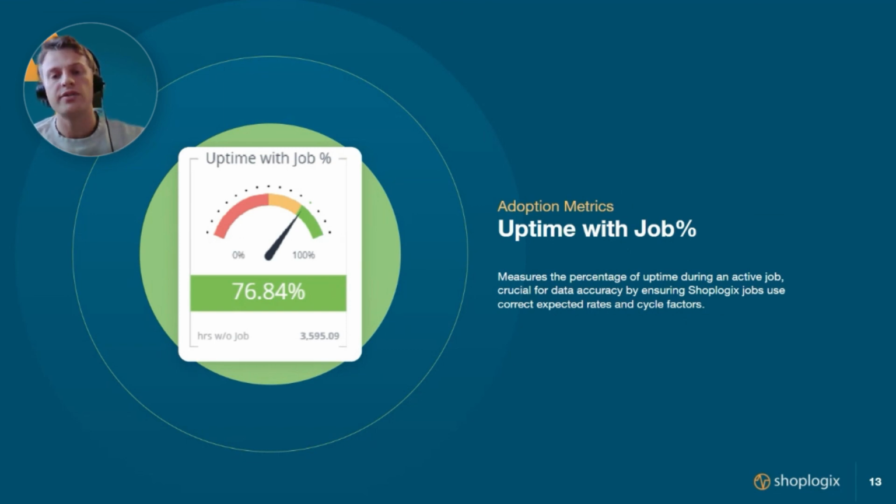So just in general, this is a high level check to see, are you using the job feature in general? And if you're a manufacturing operation that focuses around producing multiple products and different products over time, you generally want to make sure that you're using that job feature as much as possible to make sure your data is accurate.